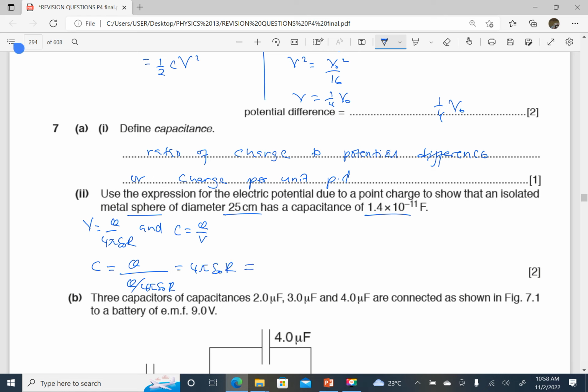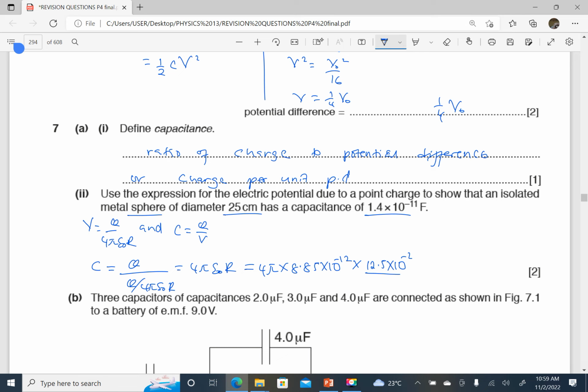Now we substitute, so this will become 4 pi. Epsilon is the permittivity of free space, which is 8.85 times 10 power negative 12. And R is, they gave us the diameter as 25, so R is going to be 12.5 times 10 power negative 2. This is the radius. So press our calculator.